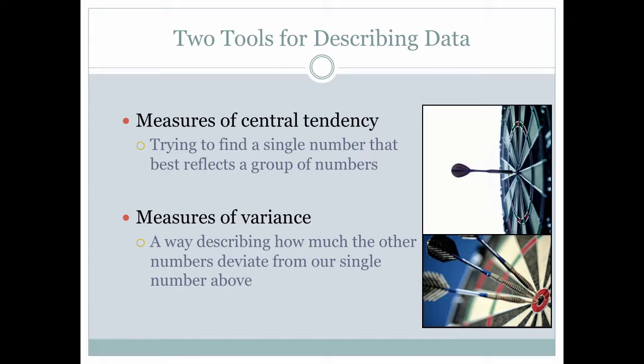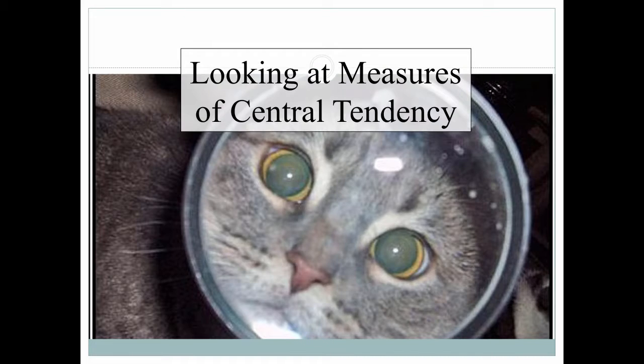The two main tools of describing data are measures of central tendency, which includes calculating the mean, median, and mode, and variance, which includes calculating the variance, standard deviation, and range. They're all very useful, but depending on the type of data we have, we may choose to use a different one each time. So let's get started with the measures of central tendency.